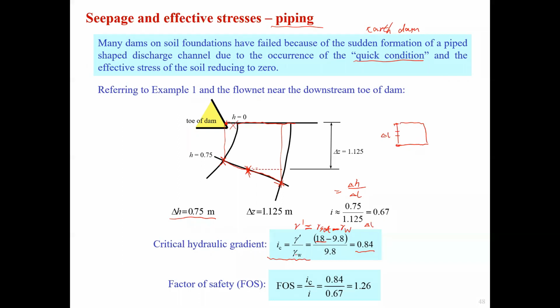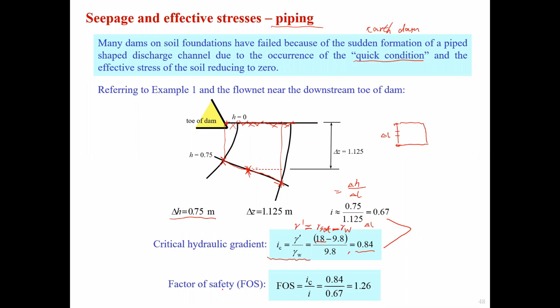Which means if the hydraulic gradient reaches this value, then piping would occur. Then the effective stress of the soil in this area will be zero. So the soil will behave like water, so it flows anywhere. So piping will occur. So we need to compare this i and this i_c value. If i_c is greater than i, there's no risk for piping to occur. Otherwise, the piping has already occurred.